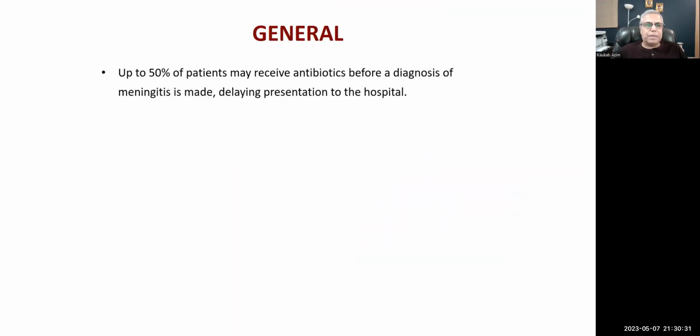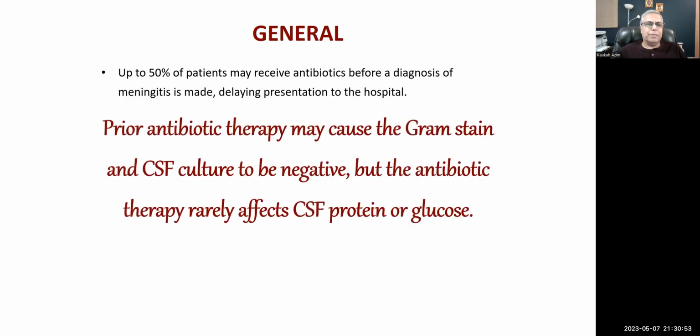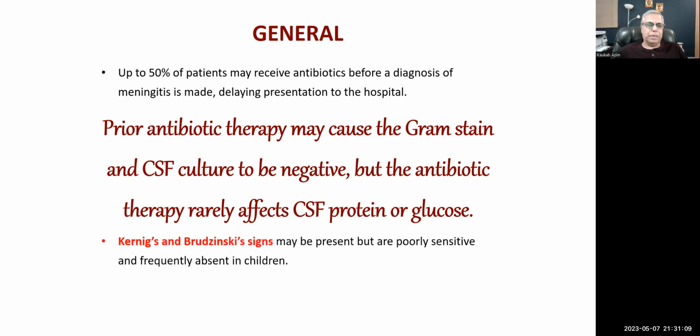Up to 50% of patients may receive antibiotics before a diagnosis of meningitis is made, delaying the presentation. This happens in all infections. If you start antibiotics, then it causes some problems. So it is generally recommended to obtain the specimen for culture and sensitivity before initiating antibiotics. Prior antibiotic therapy may cause gram stain and CSF culture to be negative, but the antibiotic therapy rarely affects CSF protein and glucose. So that's an important clue we can get from protein levels and glucose levels.